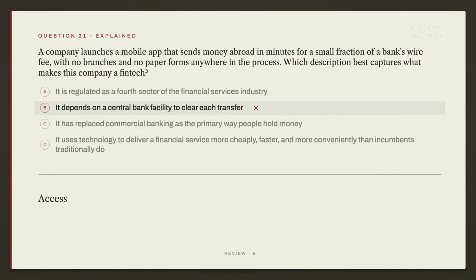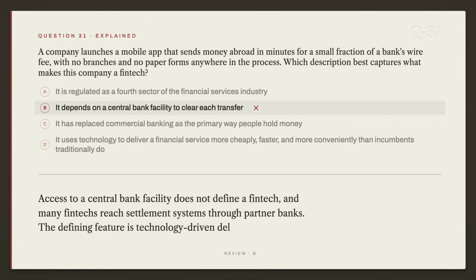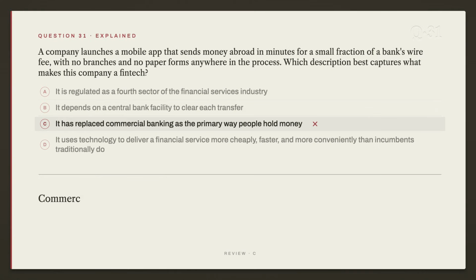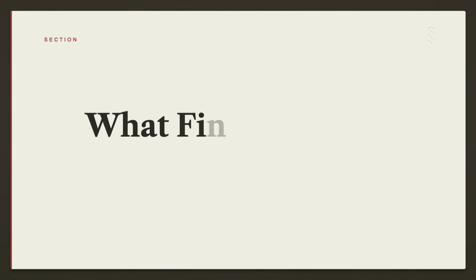B is wrong because access to a central bank facility does not define a fintech, and many fintechs reach settlement systems through partner banks. The defining feature is technology-driven delivery. C is wrong because commercial banking remains where most people hold their money, and a single transfer app does not change that. Fintechs pressure incumbents without displacing the sector.